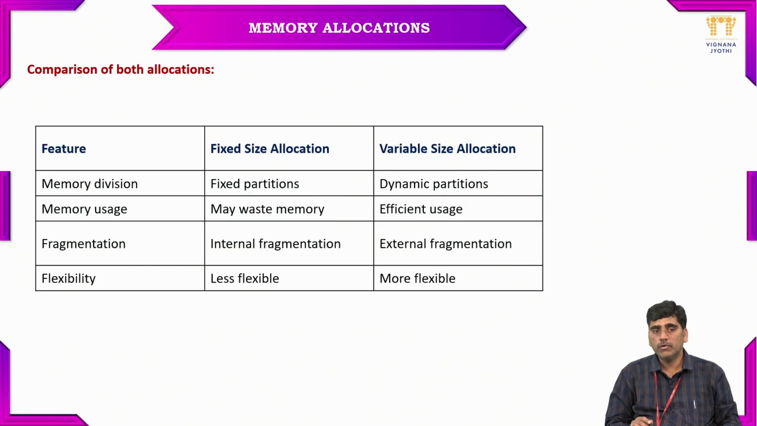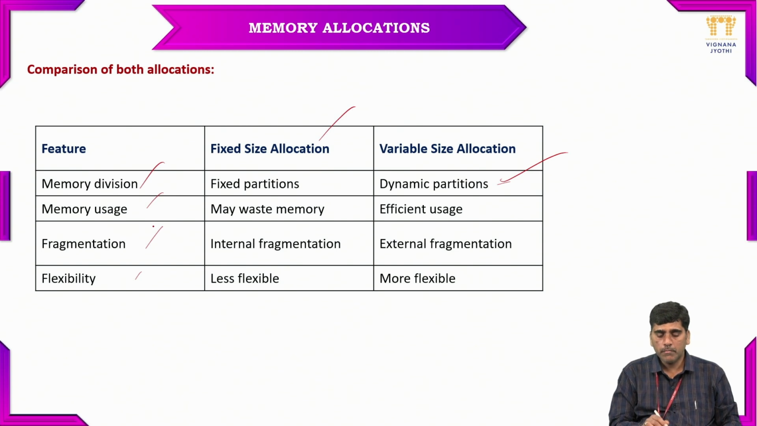And now the comparison of both allocations. As we have seen, the features are memory division, memory usage, fragmentation, flexibility, and how they are allocated. The memory division for fixed size allocation is fixed partitions: the entire memory is divided into fixed partitions like 100 KB, 100 KB, 100 KB or 200 KB. But in variable sized allocation, there are dynamic partitions: 100 KB, 200 KB, 300 KB, 50 KB, 70 KB, 80 KB, all together dynamic partitions.